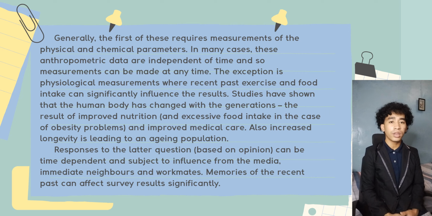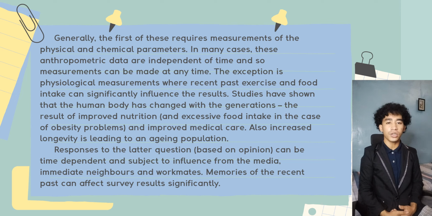So let's say, for example, the body shapes, which include the height and the weight, and motor control, which includes reaction time, physical coordination, and physical strength, which change with age. Studies have shown that the human body has changed with the generations, the result of improved nutrition, excessive food intake in the case of obesity problems, and improved medical care. Also, increased longevity is leading to an aging population.